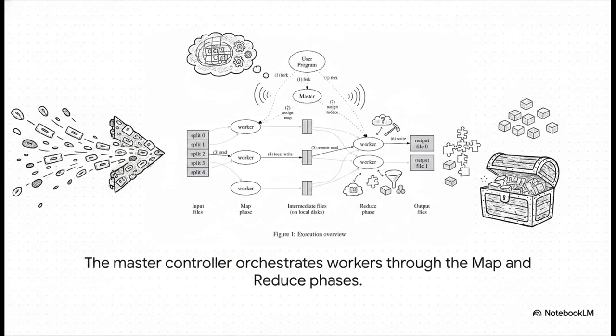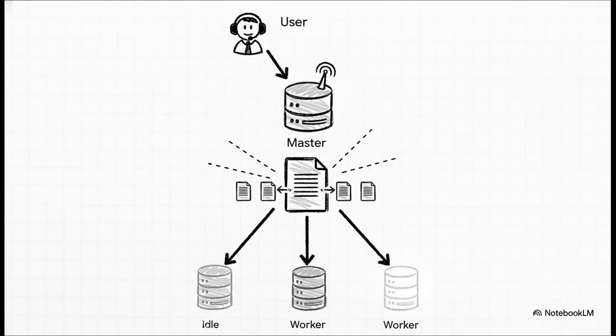Up at the top, you've got the user's program kicking the whole thing off. In the middle, there's a central master. That's kind of like the brain of the operation. And below that, you have all the workers that are doing the actual heavy lifting. We're about to walk through this whole flow step by step. So it all starts when a user submits their job. That's step 1. The master controller then takes these enormous input files and splits them up into, let's say, thousands of smaller chunks, usually around 64 megabytes each.